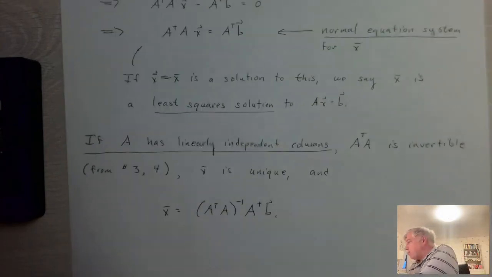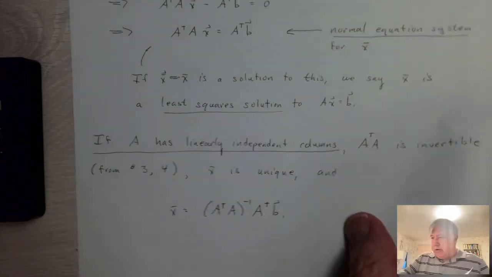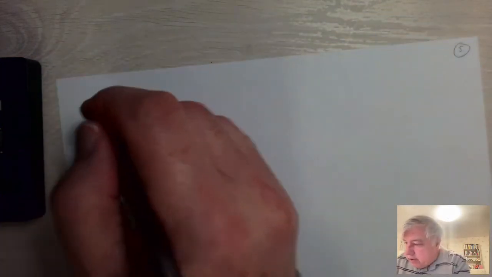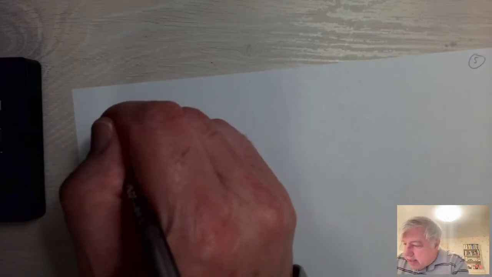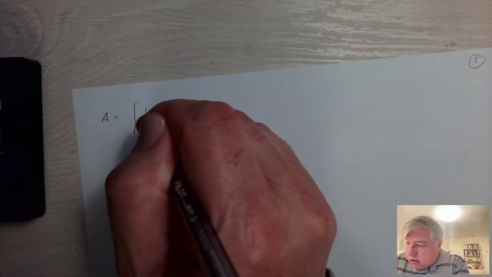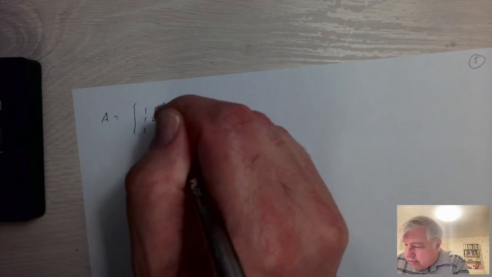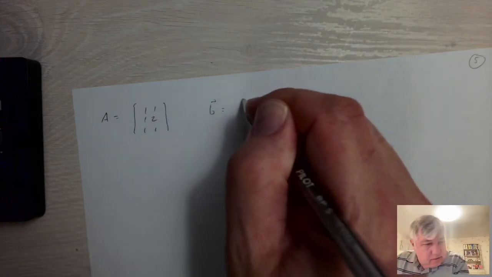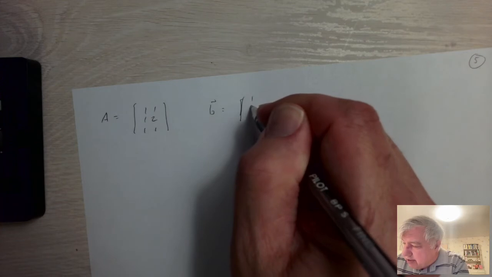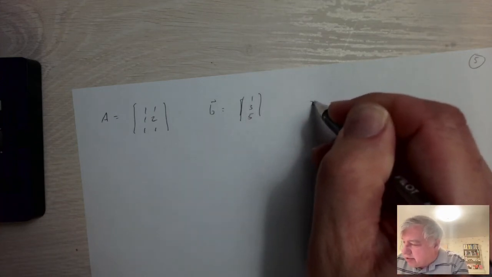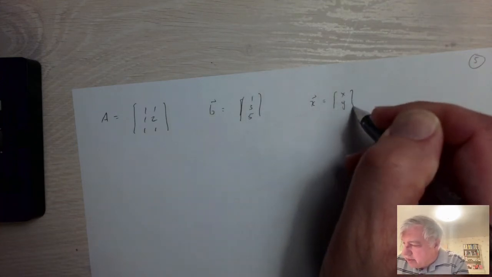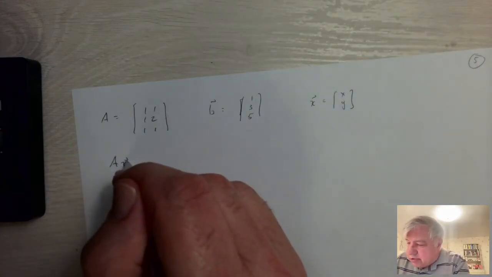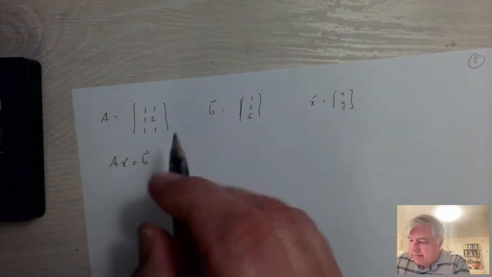So let's go back to our example here. I left a blank spot on page number 5. So remember what we were looking at: A was the matrix with rows 1, 1; 1, 2; 1, 1, and B was the column vector 1, 3, 5, and X was the vector (x, y). We wanted to find the least square solution to AX equals B.